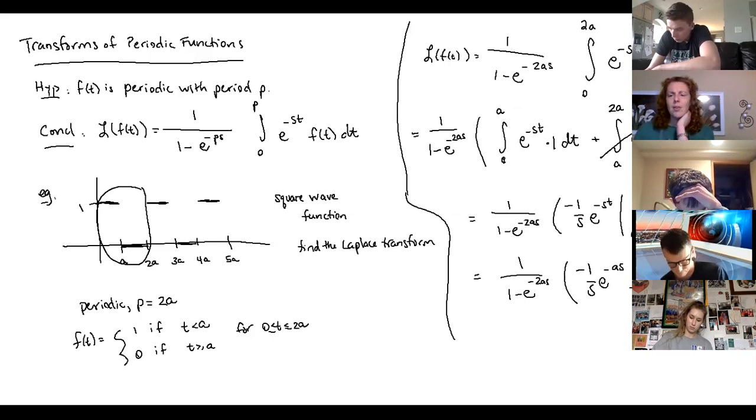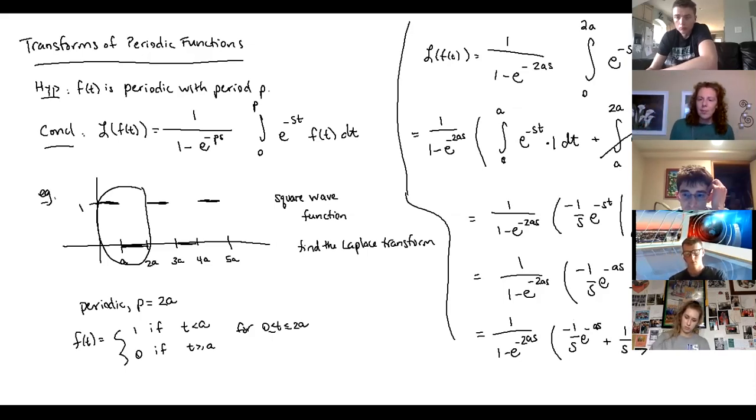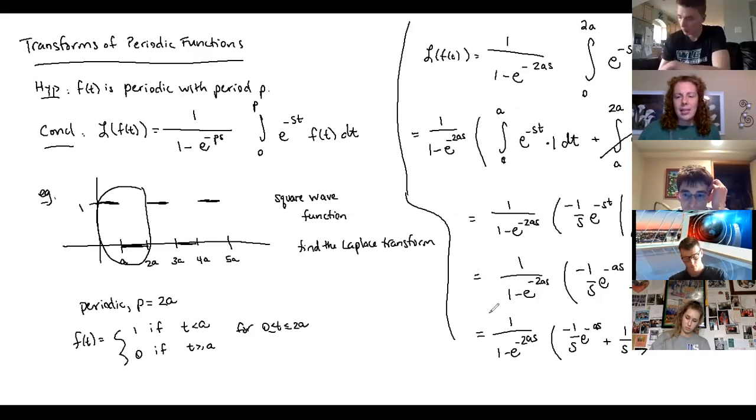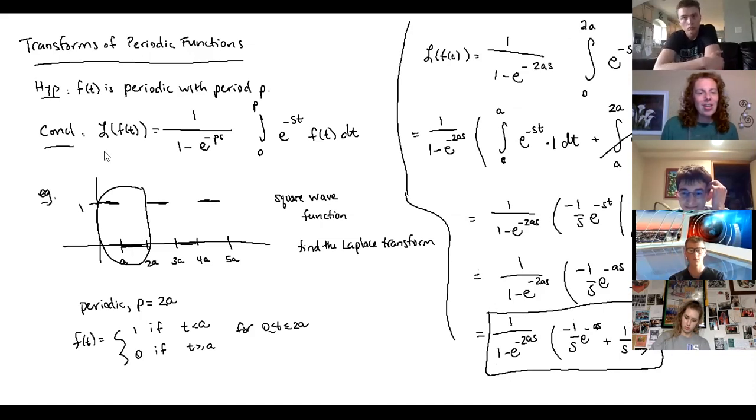And you can simplify that if you want to. That second part just goes to 1. So we can do 1 over 1 minus e to the negative 2as, negative 1 over s, e to the negative as, plus 1 over s. So you can simplify it a little bit if you want to by making that e to the 0 just go to 1. Look, no limits, no infinities, no improper integrals, no dealing with this function with infinite period. We just have to do it once on the period, and then we are good to go.